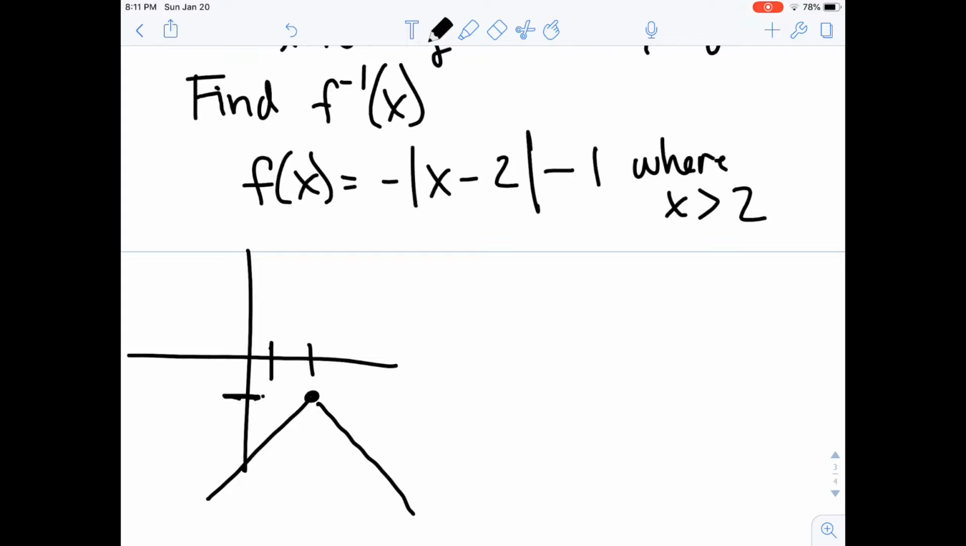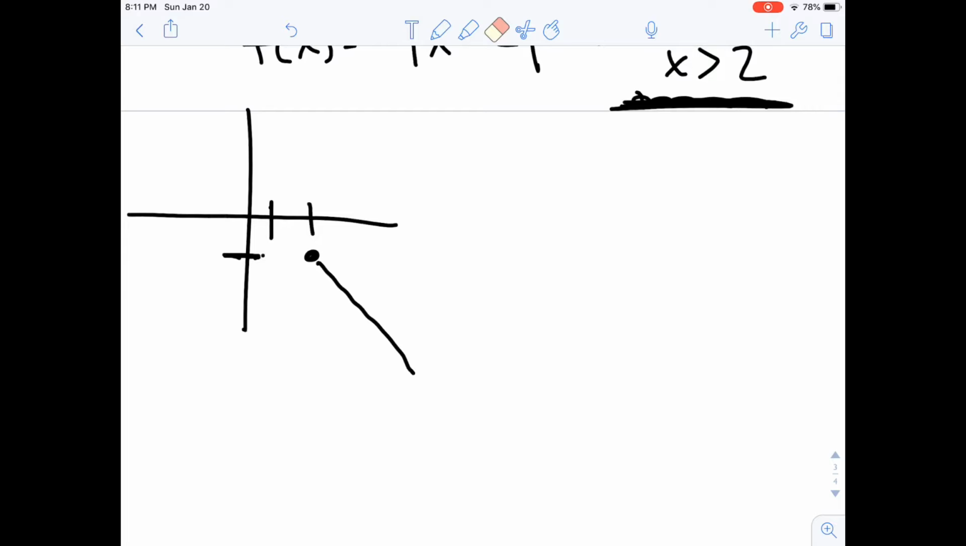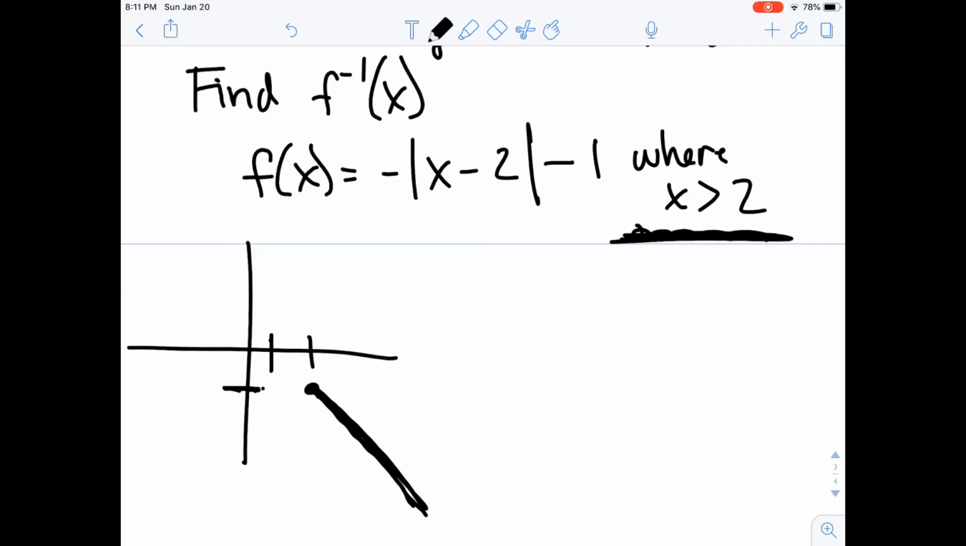But here's what they add in, where x is greater than 2. So what does that mean? That means they are ignoring that line. So you have this line right here. So how do you find f negative 1 of x? Now, looking at this, the horizontal line test would pass. It would never cross more than once. So here's what you do.